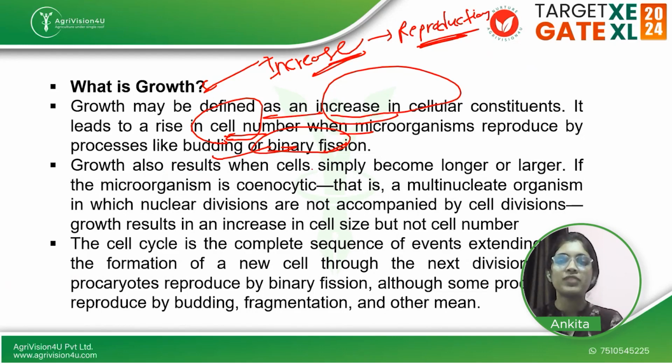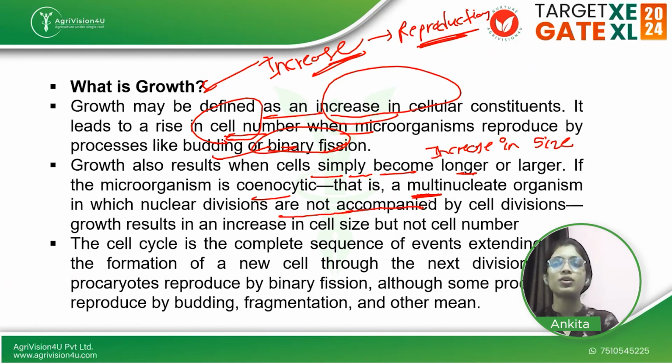Growth will also result when cells simply become longer or larger, that is, an increase in size. If the microorganism is coenocytic, that is, a multinucleate organism in which nuclear divisions are not accompanied by cell division, then nuclear division is a separate thing and cell division is a separate thing. Growth will result in an increase in cell size but not cell number.